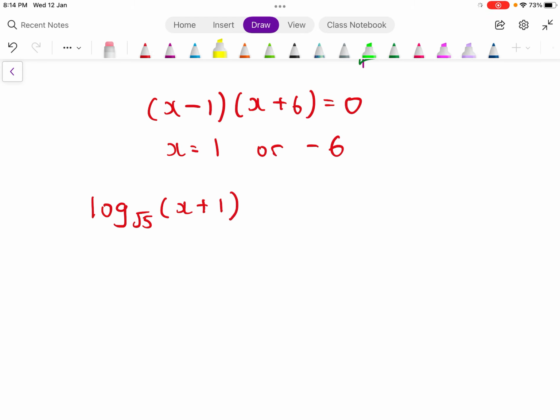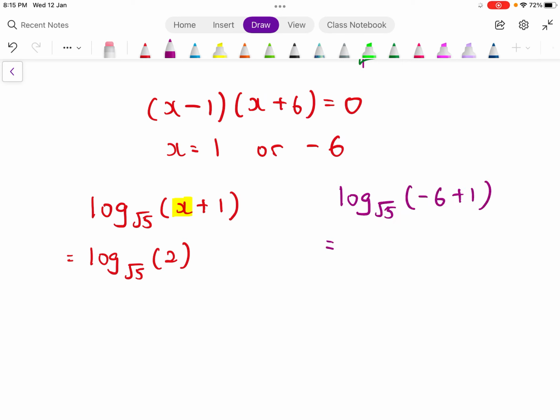If I sub in positive 1, so x equal to 1, you'll get log base square root 5 of 1 plus 1, which is 2. Everything is good, as long as your log is positive. But what if you sub negative 6 inside? Then you'll get log base square root 5 of negative 5. Whatever the base, you don't need to care.